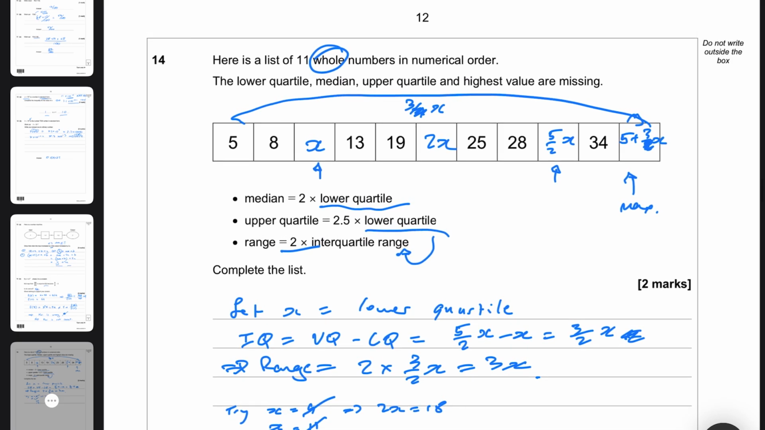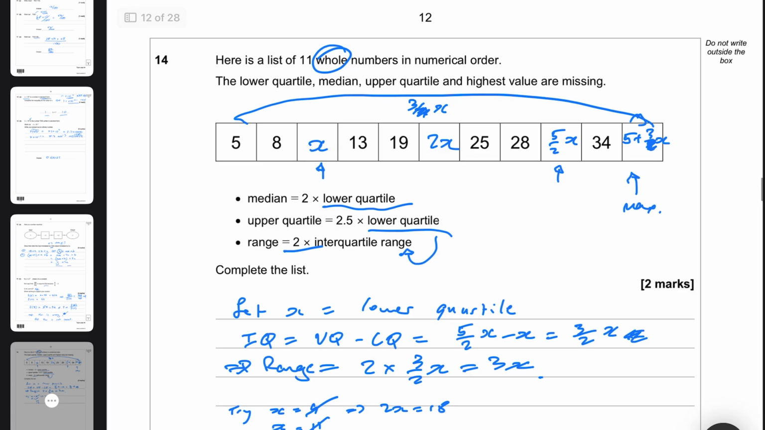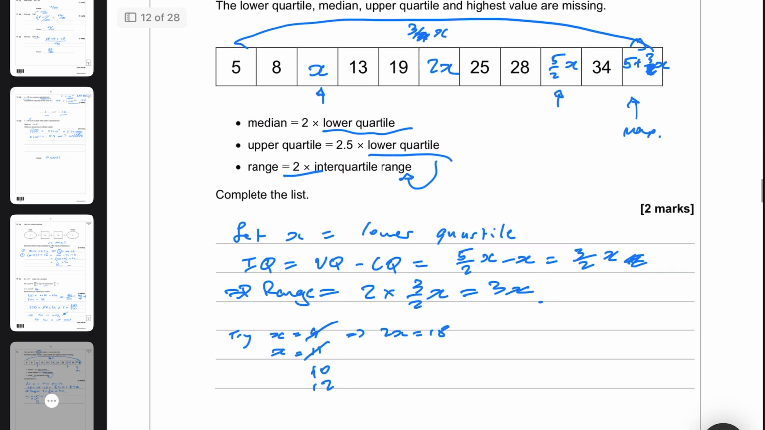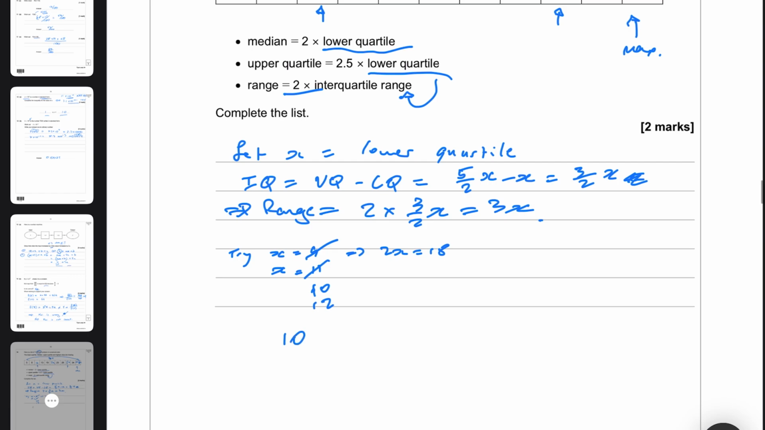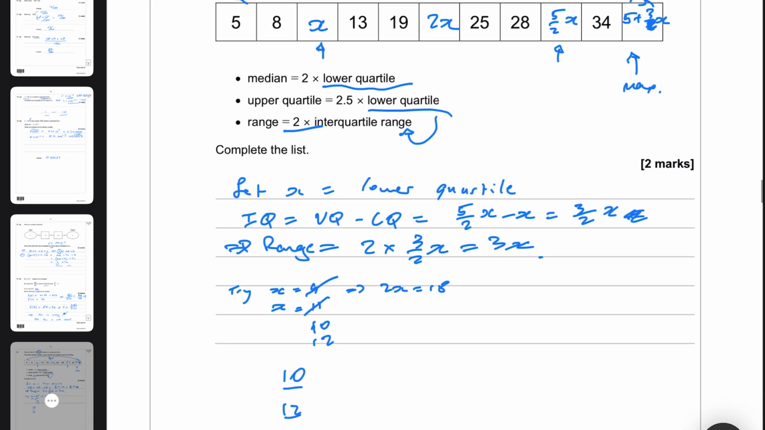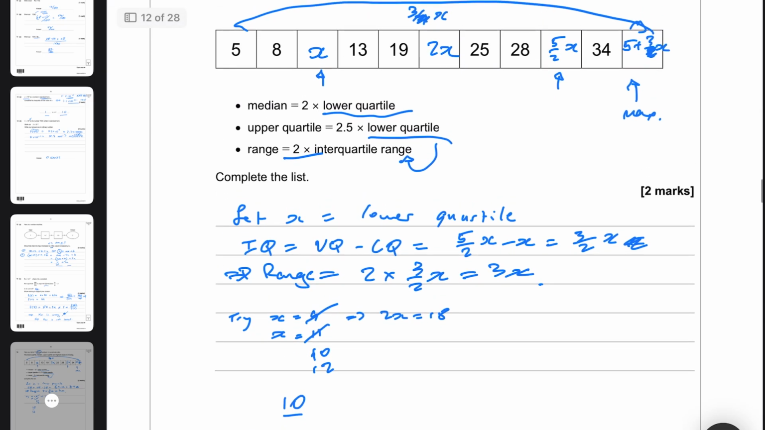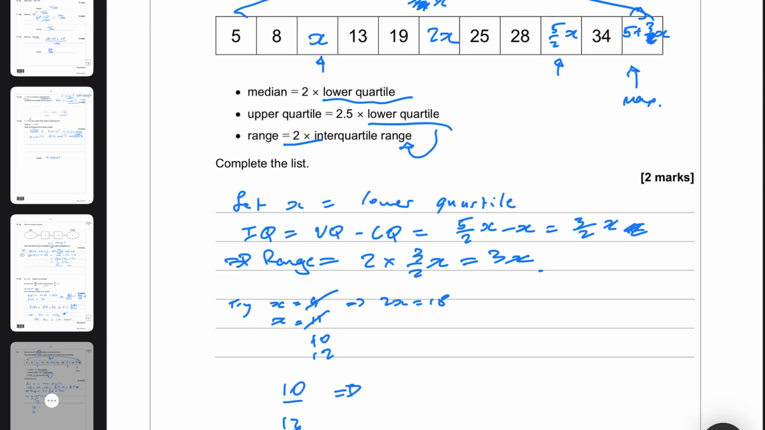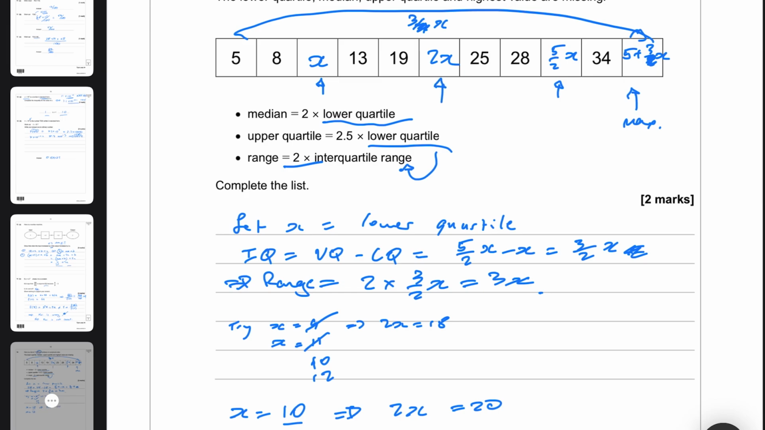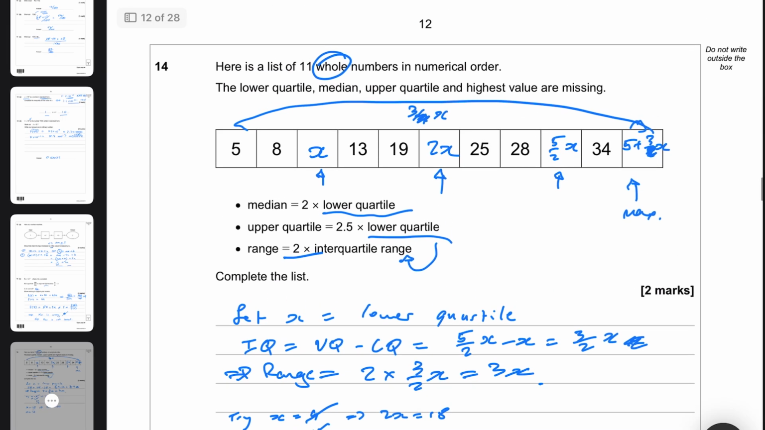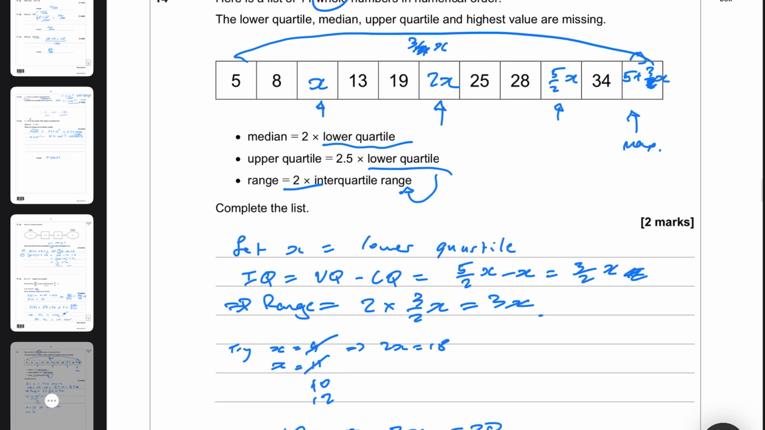Right, I did actually have a look at the mark scheme for this question, since I found it a little bit weird. I believe both values 10 and 12 work, right? I believe in the mark scheme they only give you either 10 or 12, and they don't say anything about the other. But if you check for 10, so x equals 10, 2x equals 20, which fits pretty well here in between 19 and 25. So this does work. And then 5 halves of 10 is equal to 25.